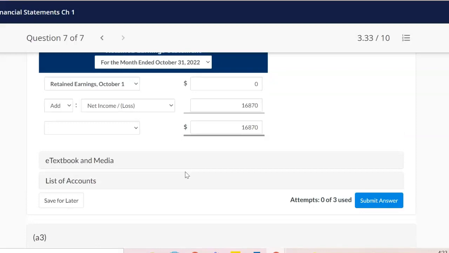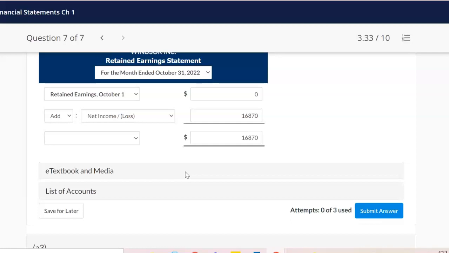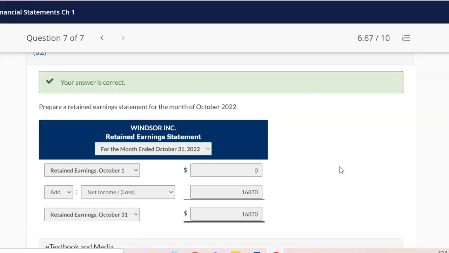Okay. There's no dividends. We put retained earnings October 31st. Okay, hit the submit answer. If they pay dividends, but there are no dividends, so it's correct. Now go to the balance sheet.